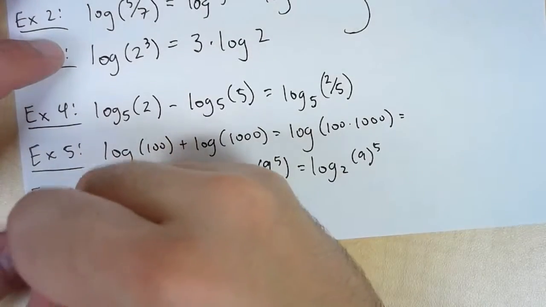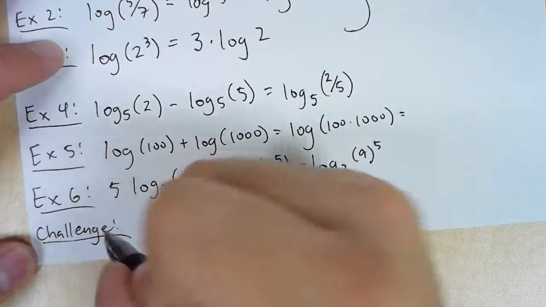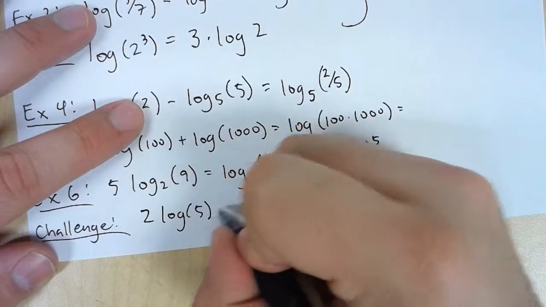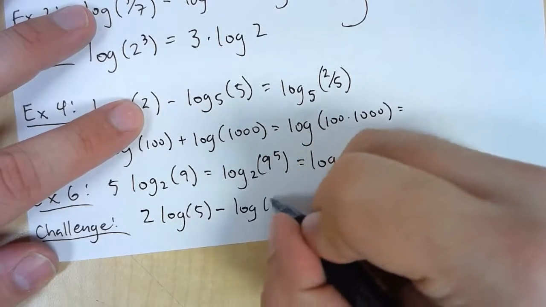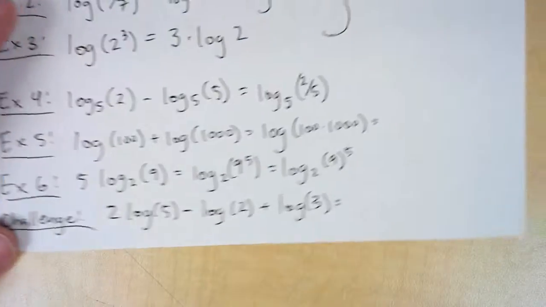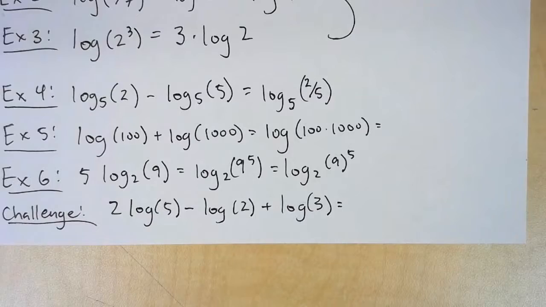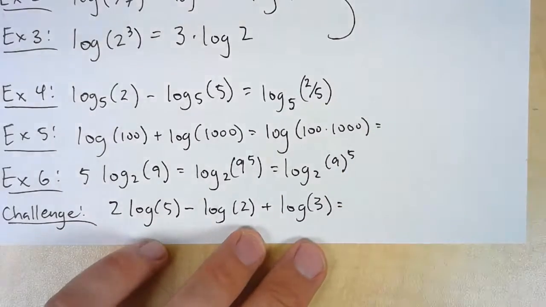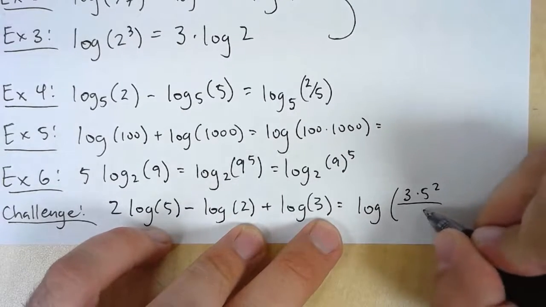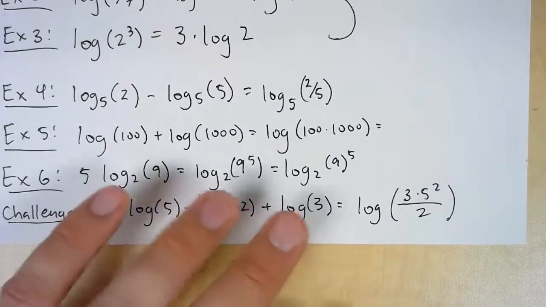Okay, so here's the challenge problem. And I'm going to put the answer up here in a second. So copy the challenge problem down. So 2 log of 5 minus log of 2 plus log of 3. Okay, pause this right now and try to work this out. And if you don't get it this time, that's fine. You've got plenty more practice to make sure we get it right. Log of 3 times 5 to the second over 2. And that's our answer. Alright folks, let's get our practice on.